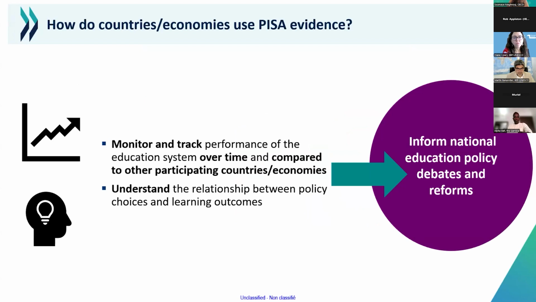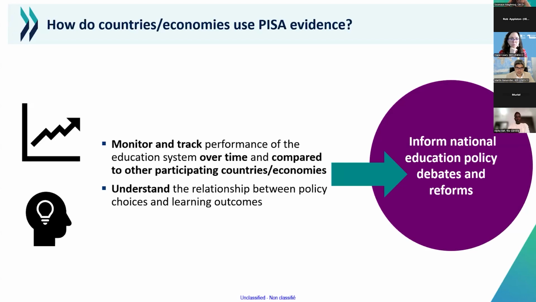And so why do countries or economies decide to join PISA, and how do they use the PISA evidence? I would say there are two main objectives. The first is one of monitoring and tracking. PISA provides countries with information to monitor and track the performance of their education system over time. It provides longitudinal data. It is stable and cyclical, every 3 years, now every 4 years. It also allows you to monitor the performance of your education system vis-a-vis other participating countries and economies. So it also gives you benchmarks and an international or regional lens on your education system.